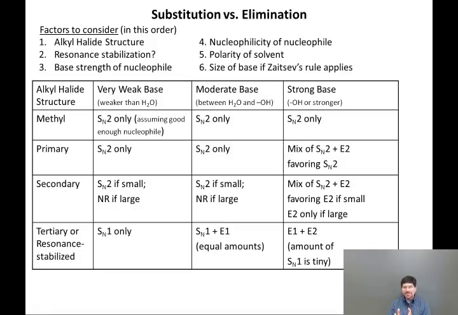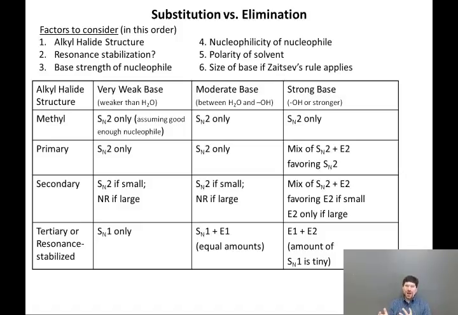With a moderate base, one that is strong enough for E1, you will get a mixture of SN1 substitution and E1 elimination. I normally write that you'll get approximately equal amounts of the substitution and elimination products. That will vary a little bit from specific molecule to specific molecule, but as a rule of thumb, you can say that you have equal amounts here.